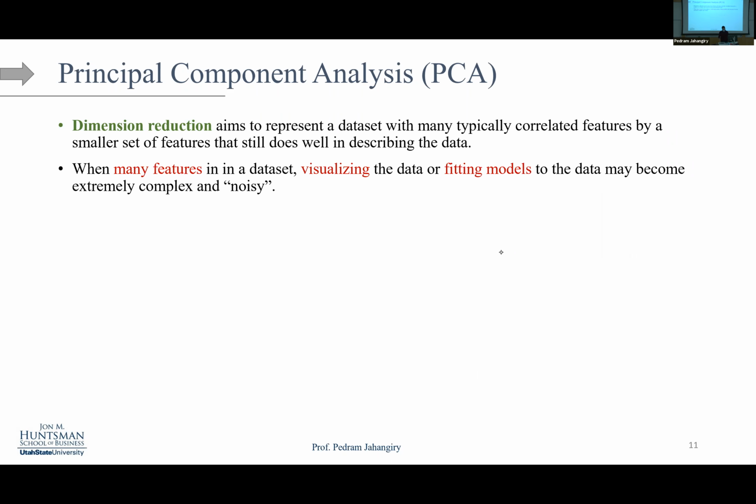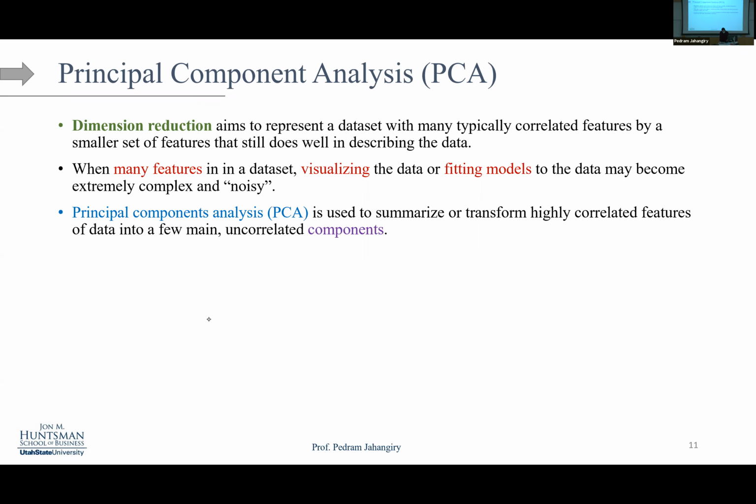Dimension reduction aims to represent the data with many, typically correlated, features by a smaller set of features that does well in describing the data, right? So instead of working with hundreds of features, I want to work with 3 features that explain 80% of the variation of the data. This is awesome, right? When there are many features in the data set, visualization of the data or fitting models to the data may become extremely complex and noisy, right? Just always remember, think of that example of 2,000 features.